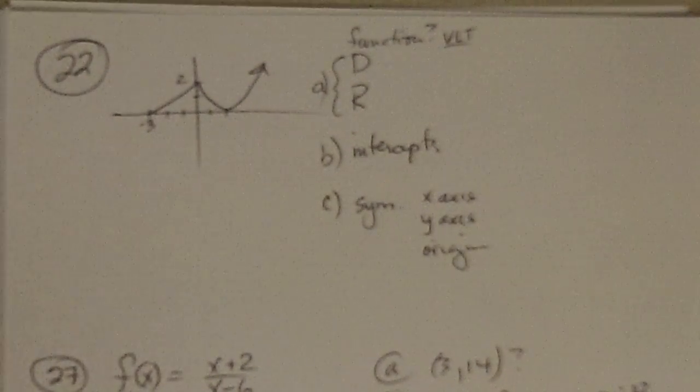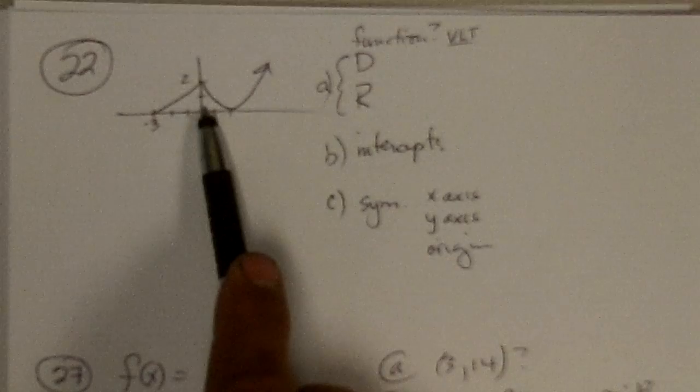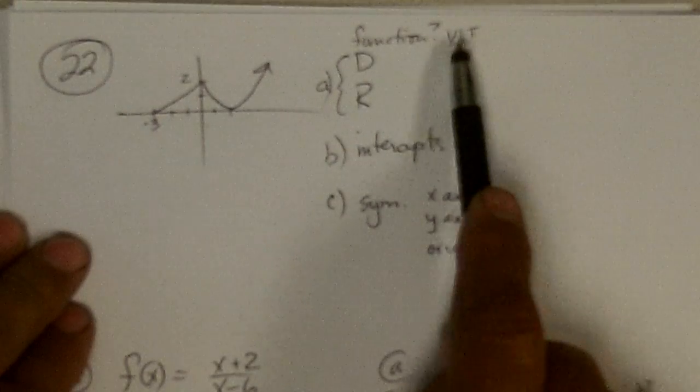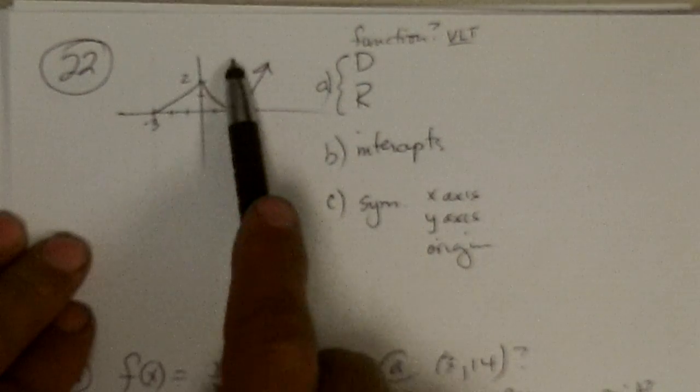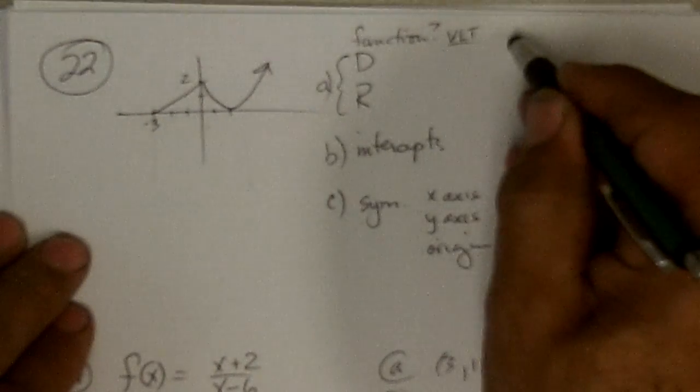Next one in section 2.2 is number 22. This is what the graph looks like in the book. And it asks you, first of all, is this a function? Does it pass the vertical line test? Well, every place you draw a vertical line, it only hits it once, so it does. So it is a function.